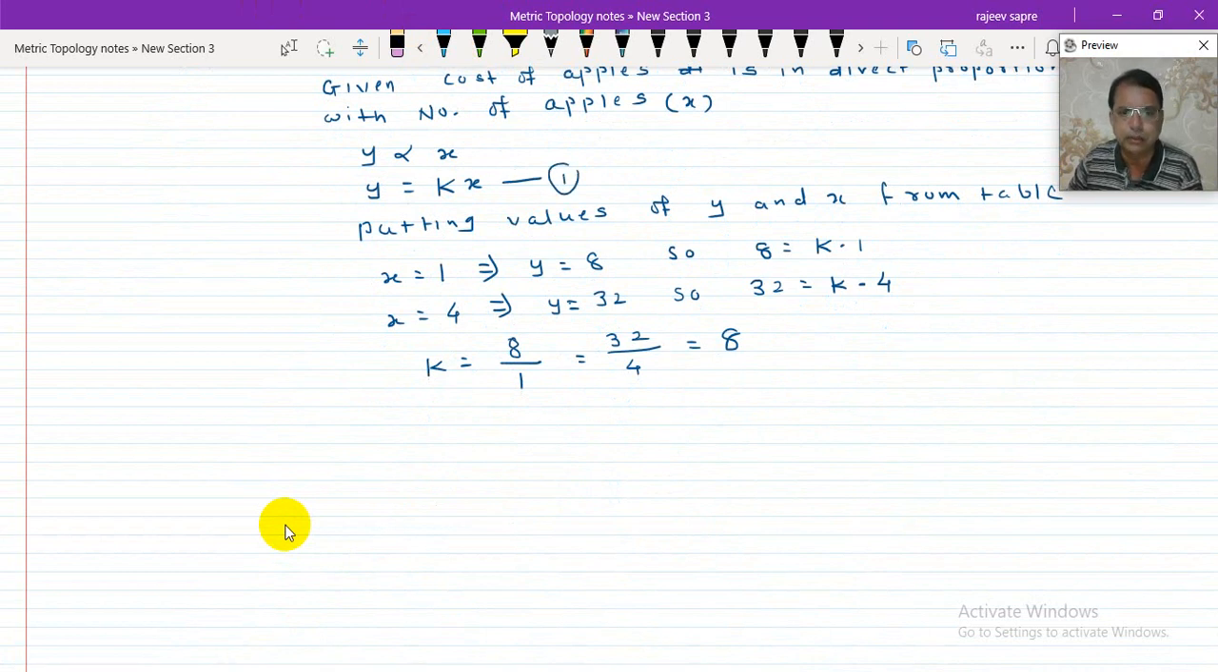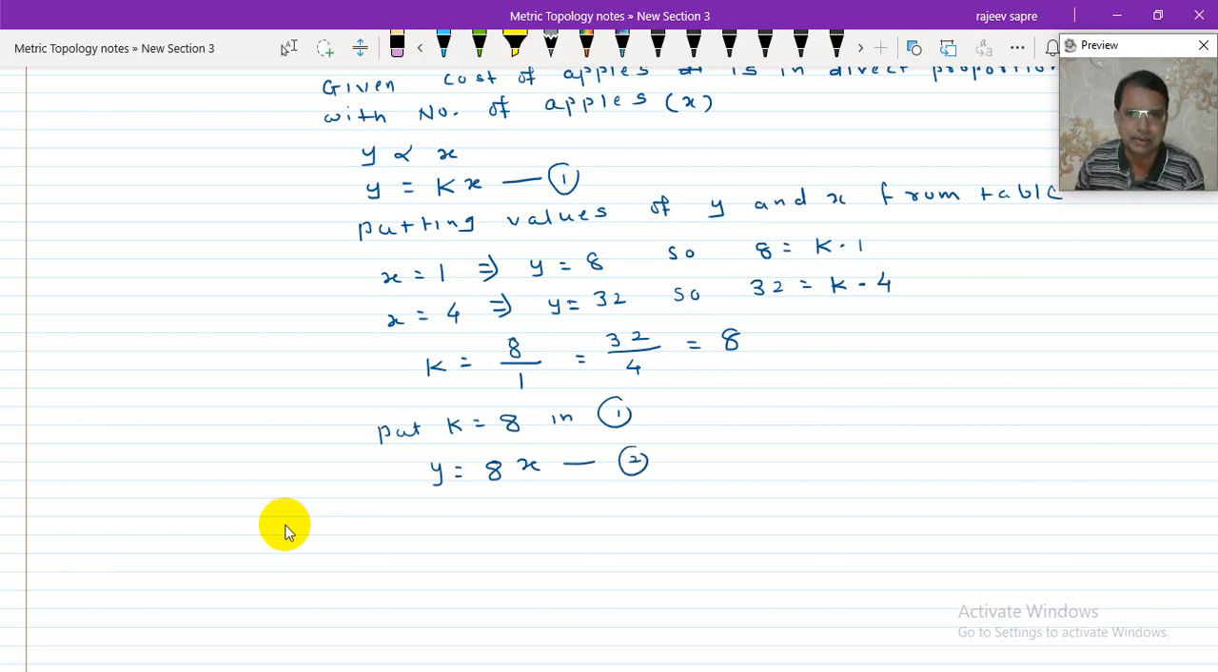Now in this equation you put k is 8. So put k is equal to 8 in 1. So what you get? y is equal to 8x. This is the second equation that you get. Now you can calculate remaining things. आता तुम्हाला काय कॅल्क्युलेट करायचं आहे बघा, 56च्या वर काय आहे ते काढायचं आहे. म्हणजे जेव्हा y 56 आहे त्यावेळी x किती आहे, दॅट इज टू बी कॅल्क्युलेटेड.